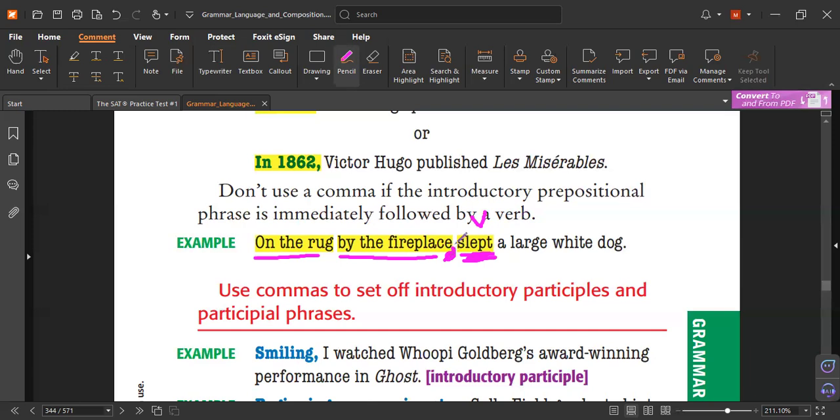Why? Because if you use the comma here, you separate the phrases from the sentence. This is confusing. That's why it is an exception.